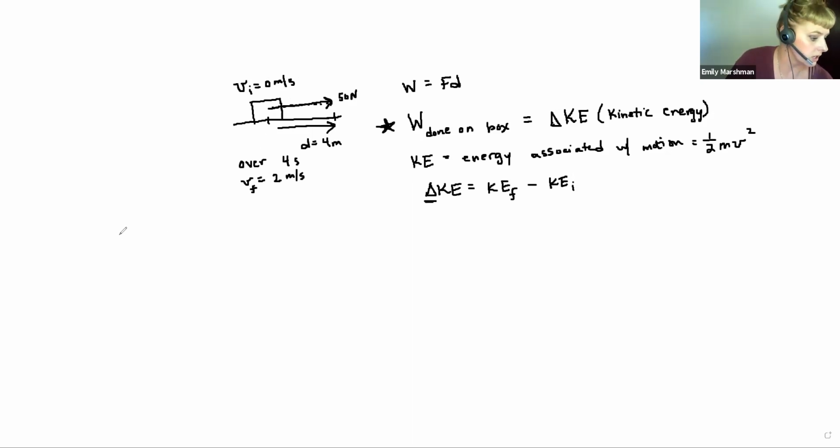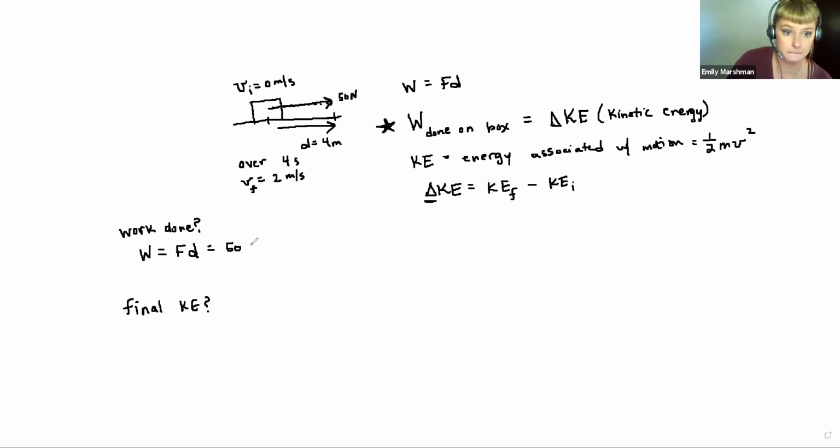What is the work done on the box? And what is the final kinetic energy of the box? The work done on the box is equal to the force that I apply on the box multiplied by the distance that the box moves, if these two things are parallel to each other, which is the case here. 50 newtons multiplied by 4 meters is 200 joules.